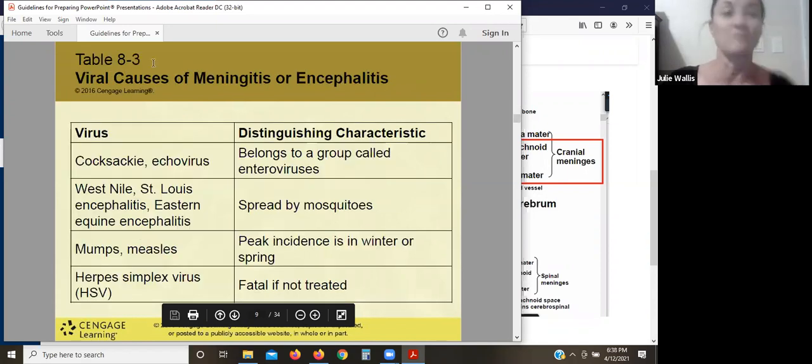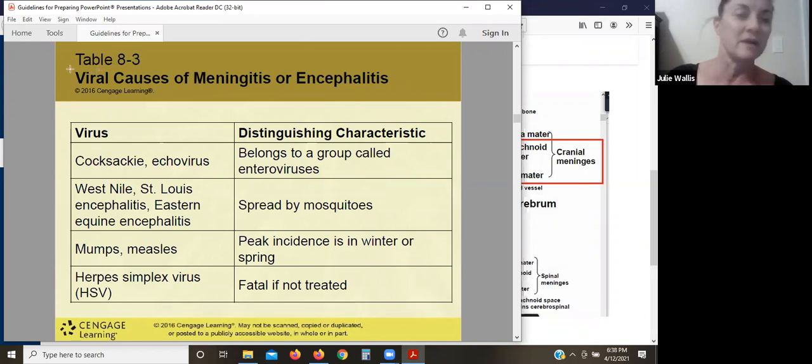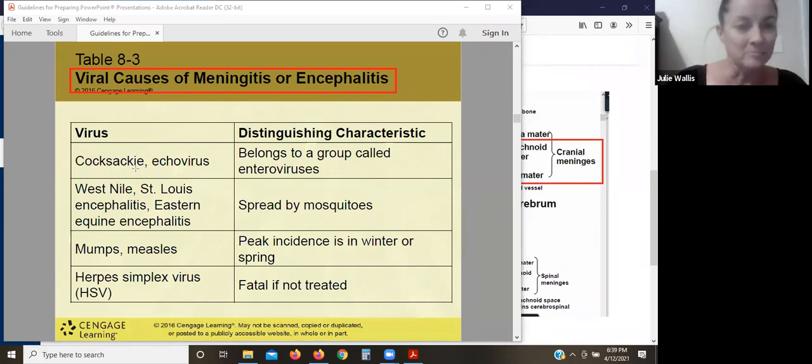Causes of, this is the viral causes. So the other one was bacterial causes. This chart is the viral causes of meningitis or encephalitis. Again, like I mentioned, these can overlap and you can have both infections. Coxsackie and echovirus, which are considered enteroviruses. West Nile, St. Louis encephalitis, and Eastern equine encephalitis are spread by mosquitoes.